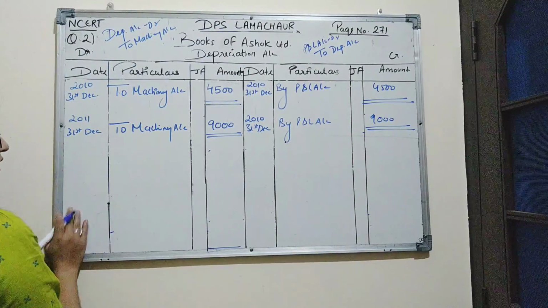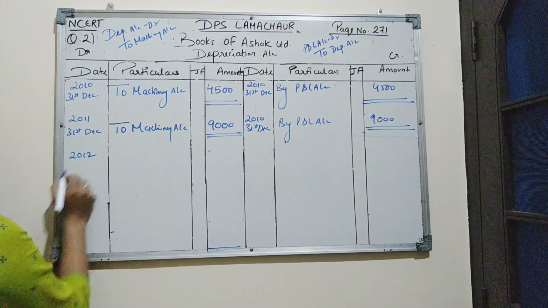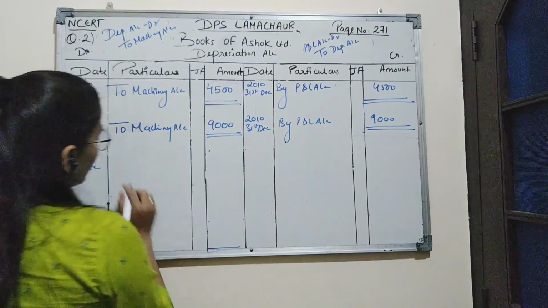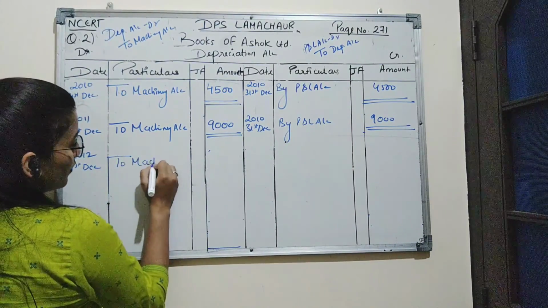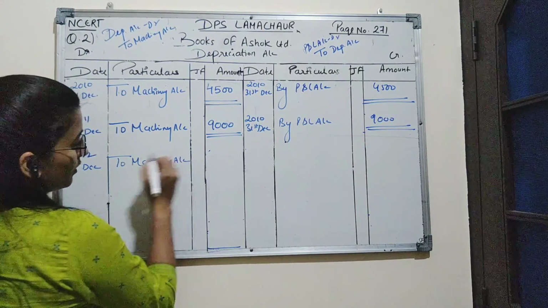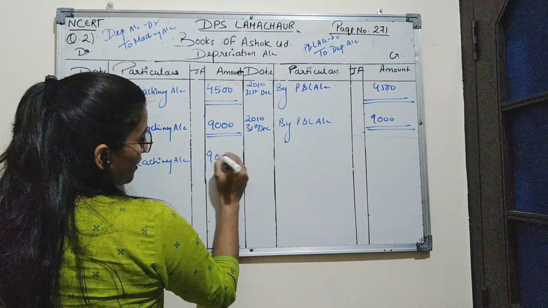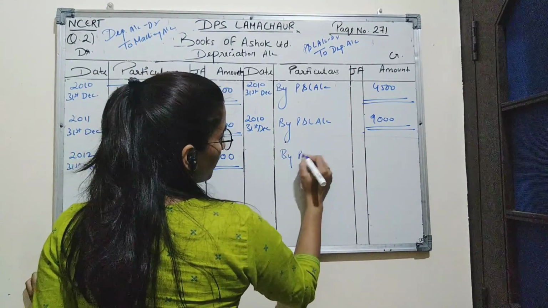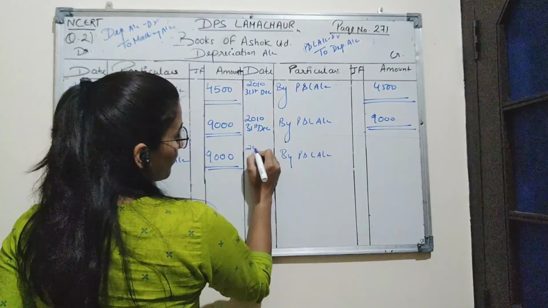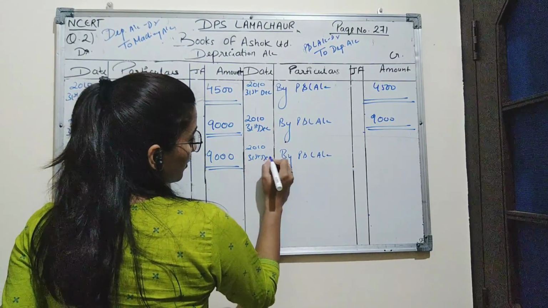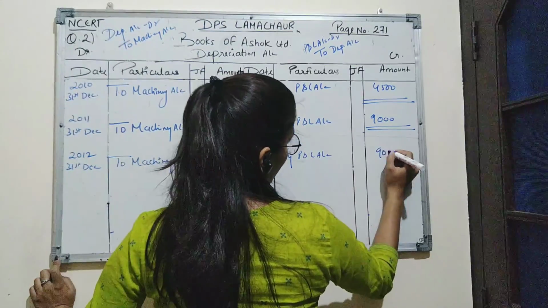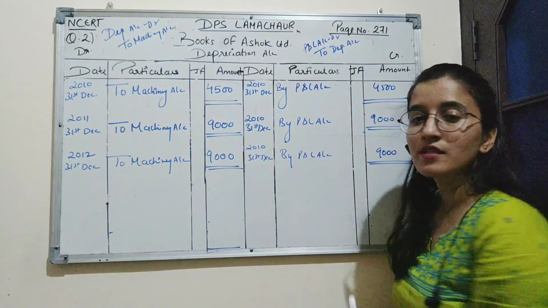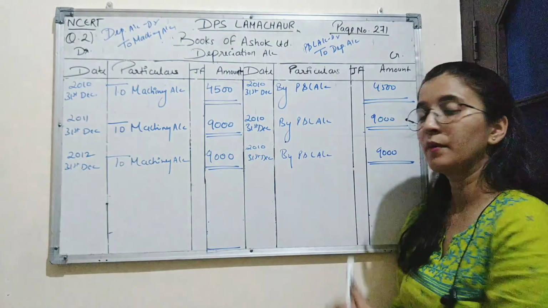9,000. Now the third year, which is 2012, 31st December, again the depreciation was charged for 1 year. So we'll write machinery account. Depreciation amount per annum was 9,000. Now this amount will be written off from P&L account. Amount will be 9,000. So this is how the depreciation account is prepared.